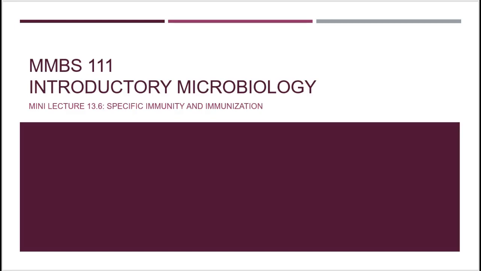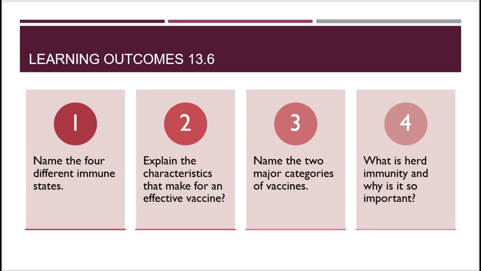Welcome to MMBS111, Introductory Microbiology. This is mini lecture 13.6. We're going to be discussing specific immunity and types of immunity and the process of immunization. There are 4 learning outcomes for this mini lecture.